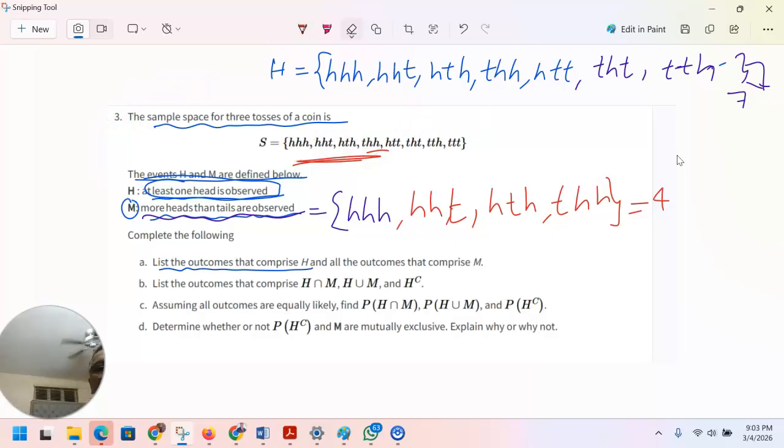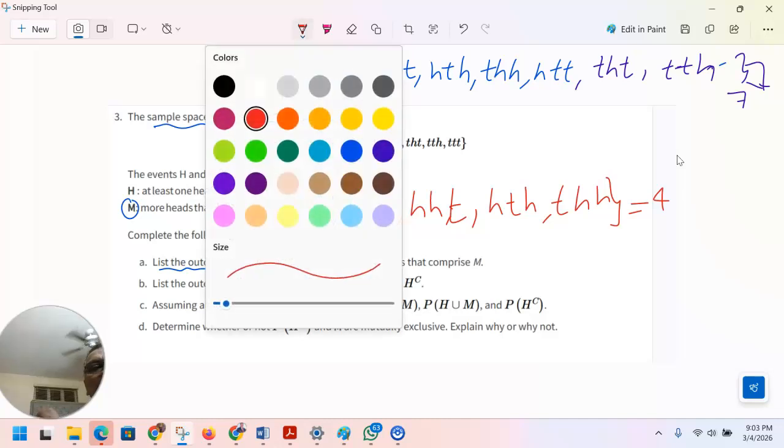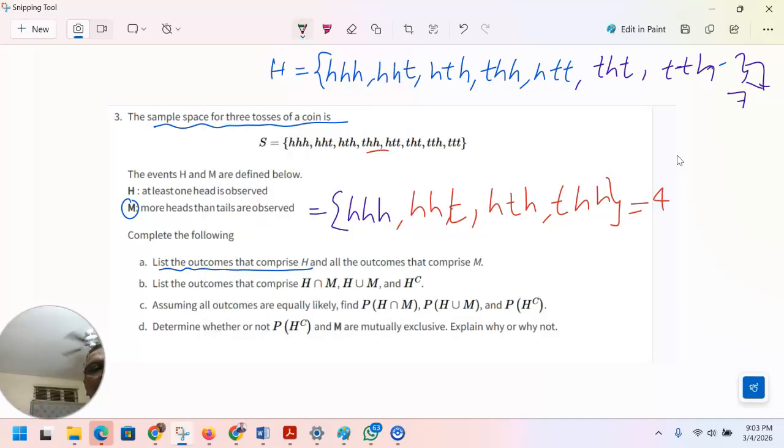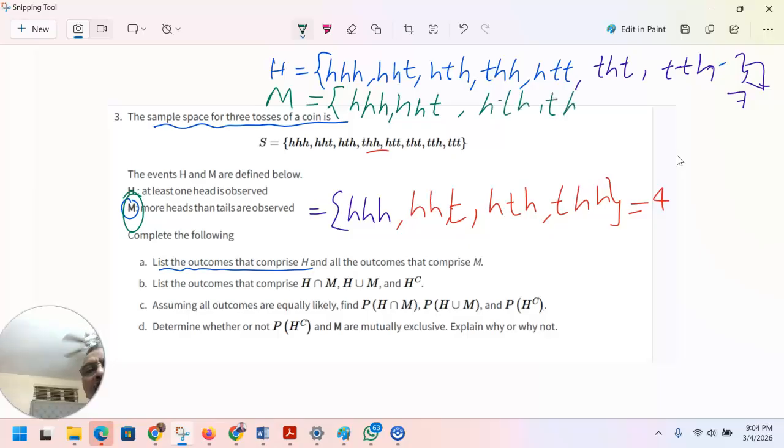So if I want, let's write this again on top because those are the main ones. So your M stands for this. M stands for HHH, HHT, HTH, and THH. So the same thing that you see is the first four, right? So these are all together four.